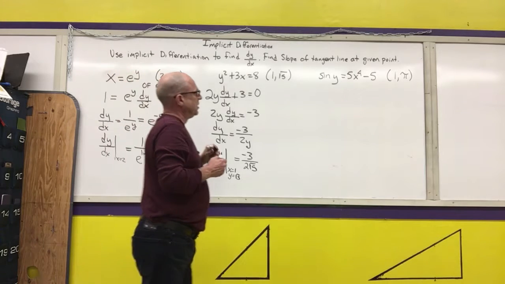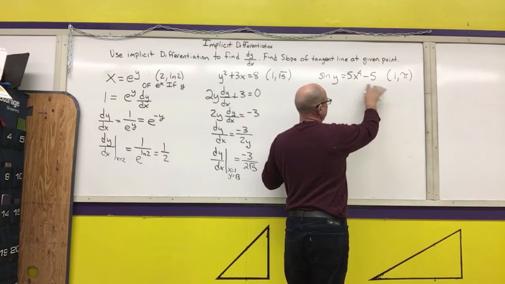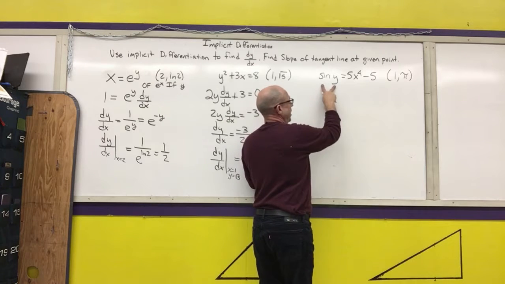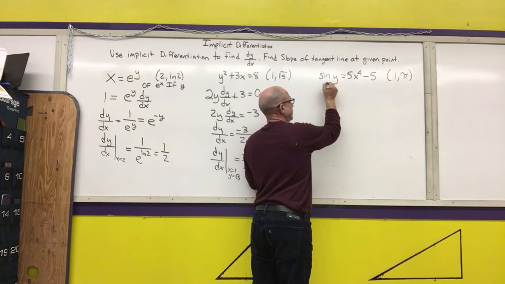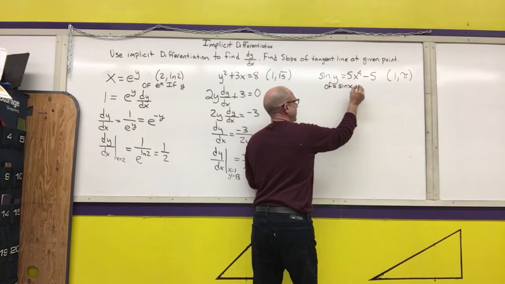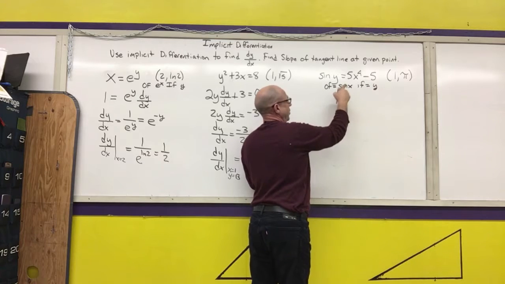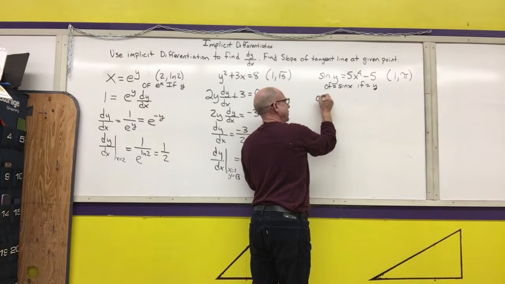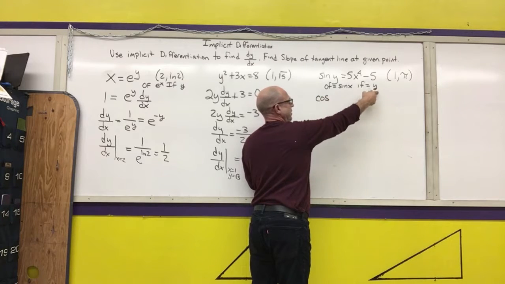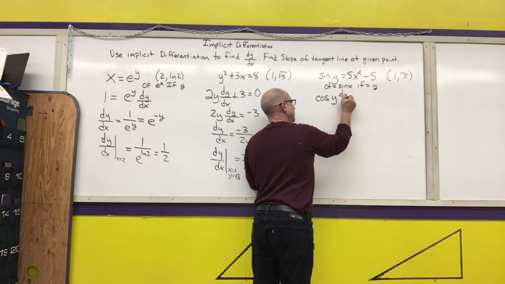Final example for the first type of homework problems. I have sine of y equals 5x to the 4th minus 5. So chain rule, the outside function is sine of x. The inside function is y. So I take the derivative of the outside function, but don't write x. Where x goes, I write the inside function, times the derivative of the inside function.